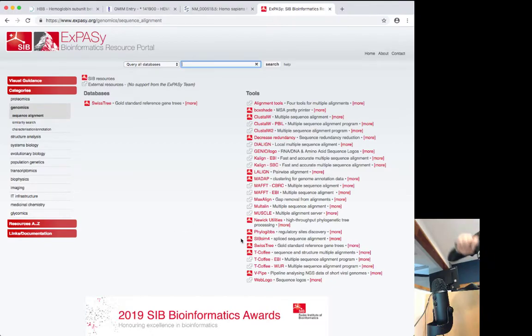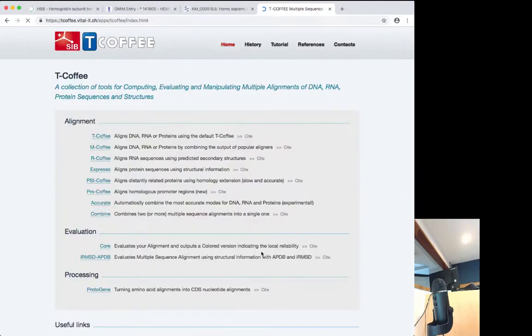Okay, as I said, go for T-Coffee. And here you have it: alignment, T-Coffee, DNA, RNA, or proteins. I will start with T-Coffee itself, not with M or R. Go for T-Coffee, get the sequence from the genomic sequence for hemoglobin, get the sequence from the mRNA, and align them. And ideally, the gaps between one and the other should be the introns.